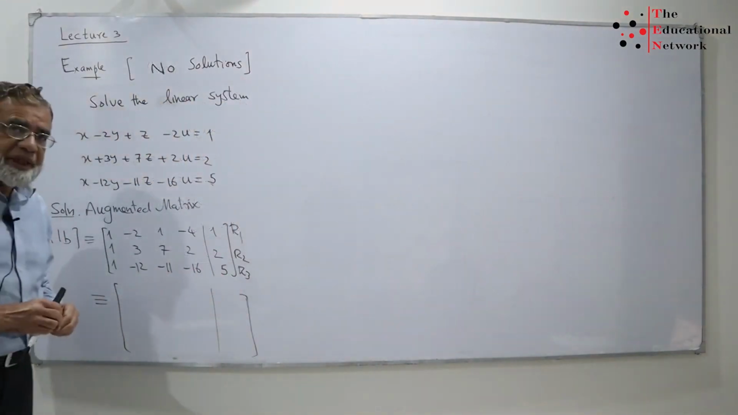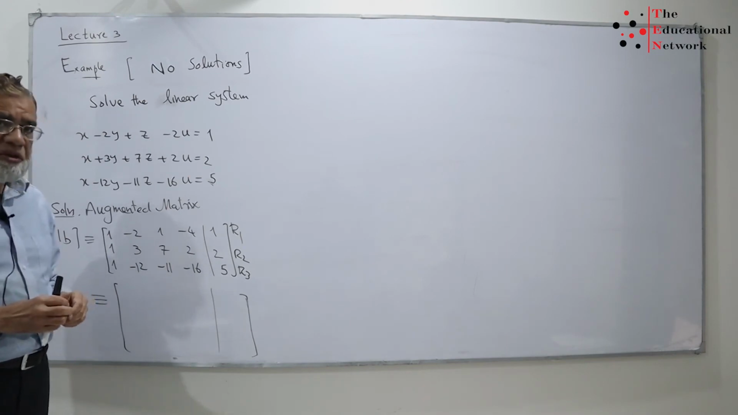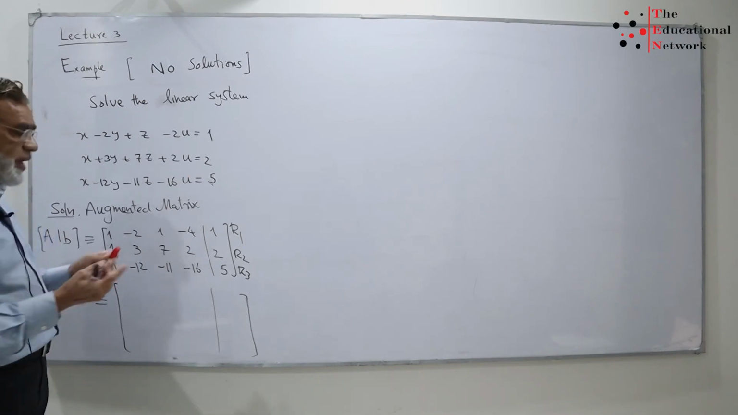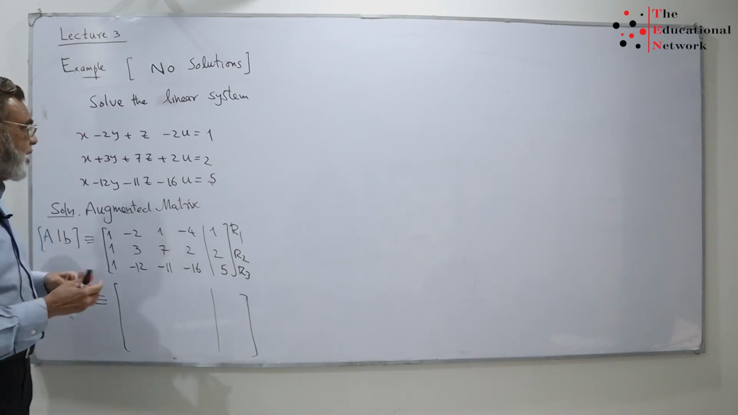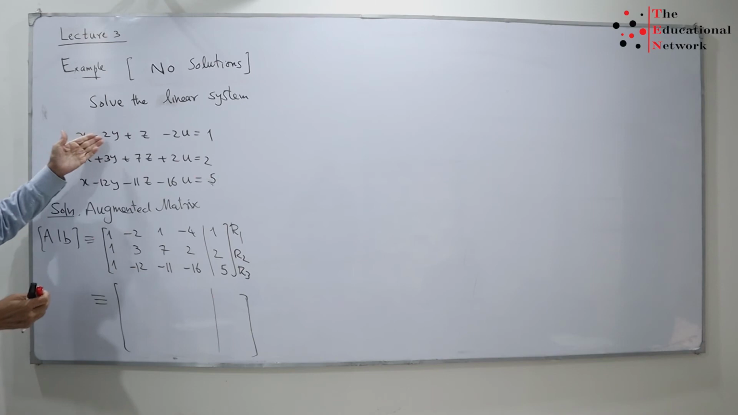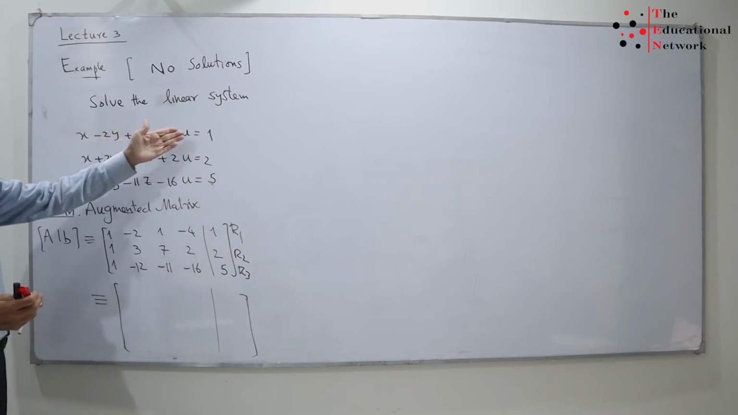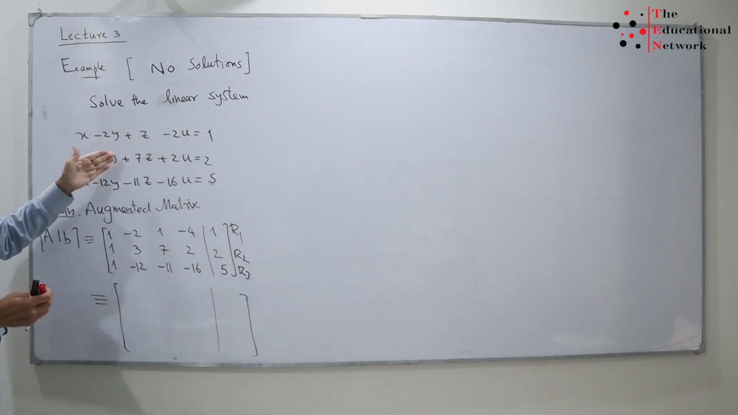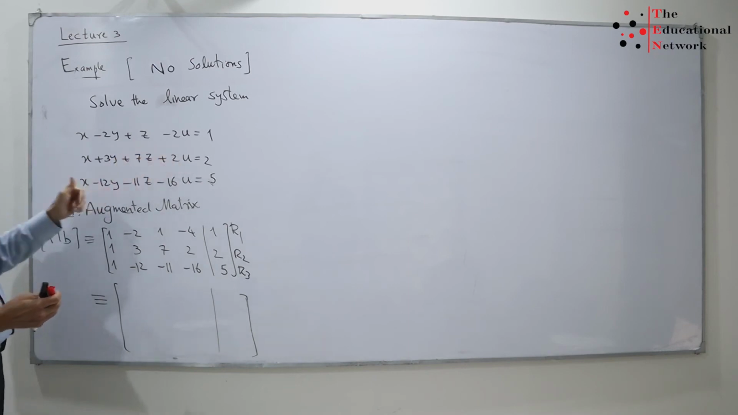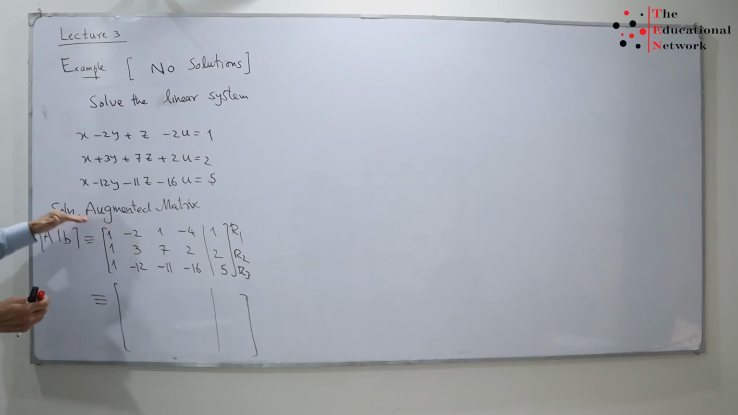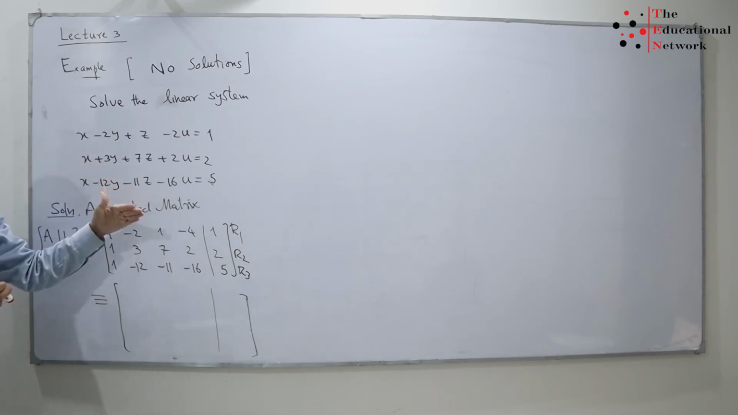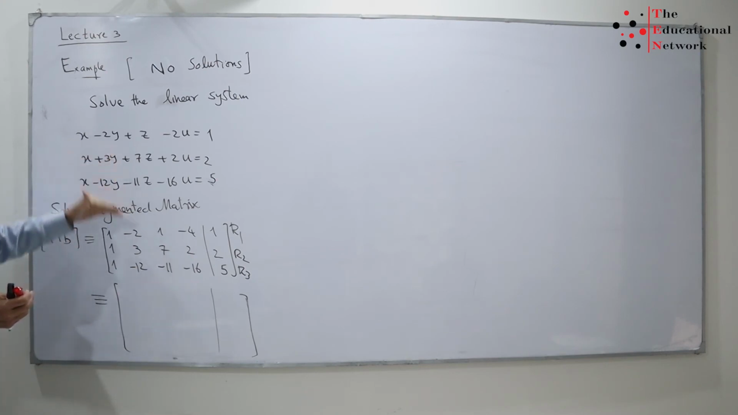So we're going to discuss an example where the system will have no solution. Again, we'll use our row reduction method for solving it. We have the equations x minus 2y plus z minus 4u equal to 1, x plus 3y plus 7z plus 2u equal to 3, x minus 12y minus 11z minus 16u equal to 5. As I told you, we always start from the augmented matrix form. A is the coefficient matrix, b is our constants. So we write the data here.